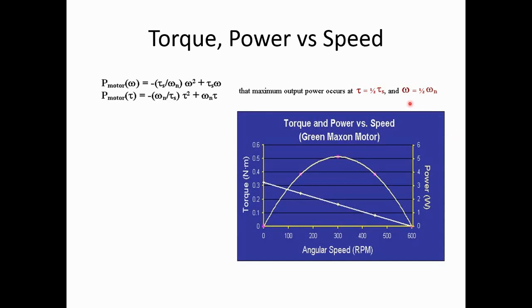And the last one is the relation between torque, power, and speed. So basically, we could have the constructor of a motor. For example, here is a sample of a Maxon motor. It could give us this kind of graph in their data sheet. So what does this graph represent?